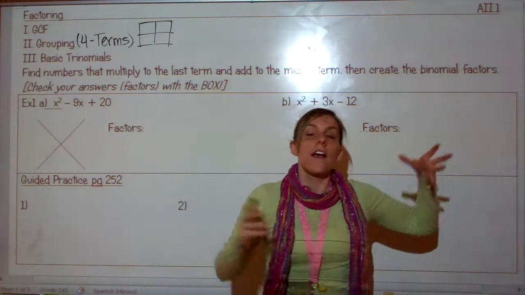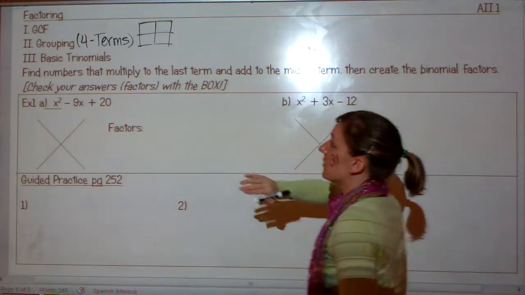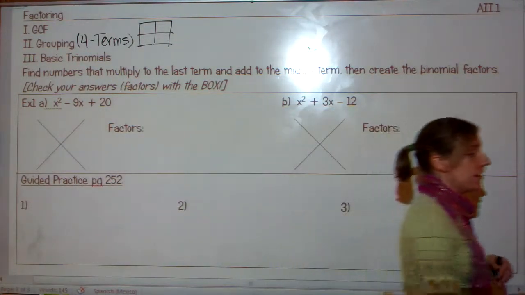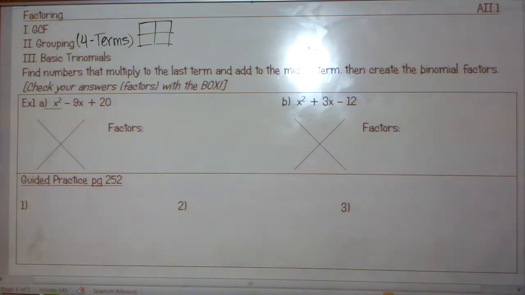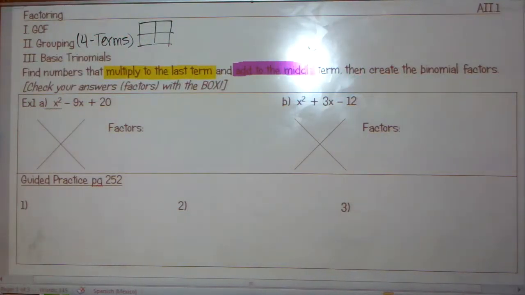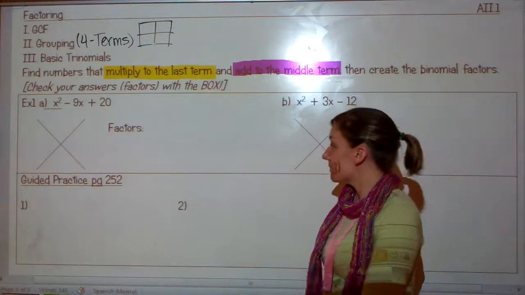They're kind of their own idea, and then everything gets put together. So when it comes to basic trinomials, we find the numbers that multiply to the last. So let me highlight that. Multiply to the last term and add to our middle term. Okay, so those are the things that we're looking at. They multiply to the last term, and they add to the middle term.